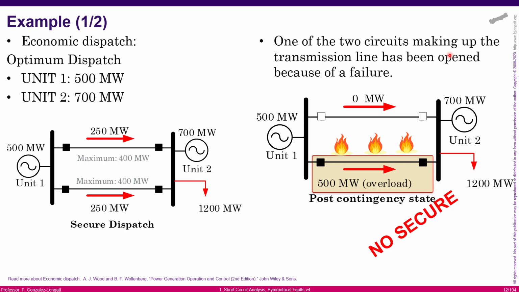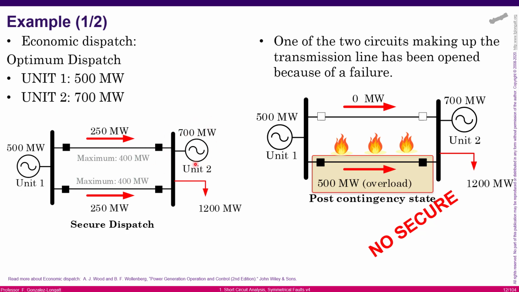I will use here the steady state, I mean the power flow, in order to show you what secure and insecure state mean, okay? If you look here on the left-hand side, you can see there are two generators feeding a load. We are talking about 1,200 megawatts here. And as you can see, there are two transmission lines between one area and the other area, okay?